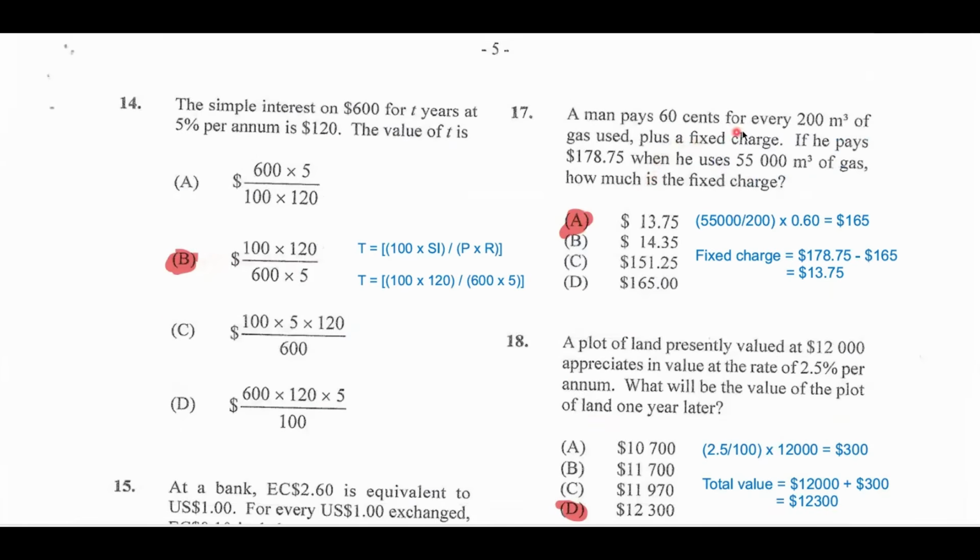Number 17, a man pays 60 cents for every 200 meter cube of gas used plus a fixed charge. If he pays $178.75 when he uses 55,000 meter cube of gas, how much is the fixed charge? Well, we divide 55,000 by 200 and multiply it by 60 cents, or by 0.6. Crossing your zeros, top and bottom, then dividing through, you get 550 times 0.3.